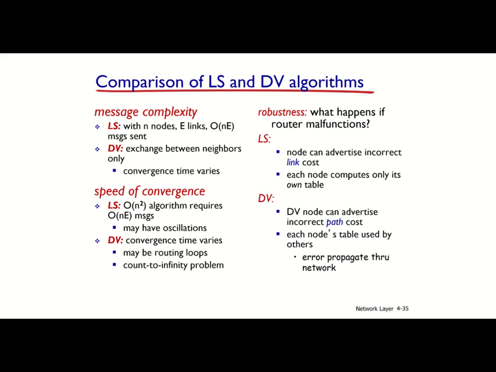And we may have oscillations if the link cost changes, but the distance vector has a very variant convergence time. It all depends on how the link costs change, but we may have the count to infinity problem, or the problem that we just saw in the previous slide, in which it takes the distance vector a large number of iterations before it gets stabilized.